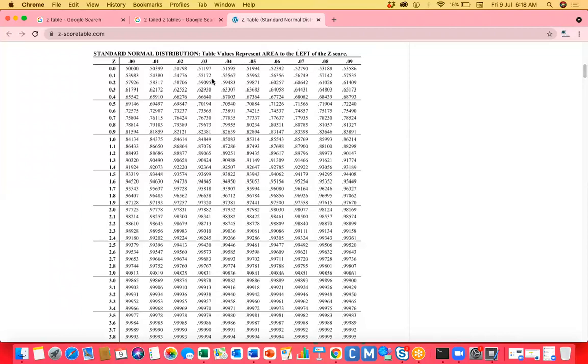The third digit would be available in the columns, and the first two digits would be in the rows. So this 2.3 and the third column value is 0.98983, right? Yes, this one, 0.02. So this is the value we need to consider.